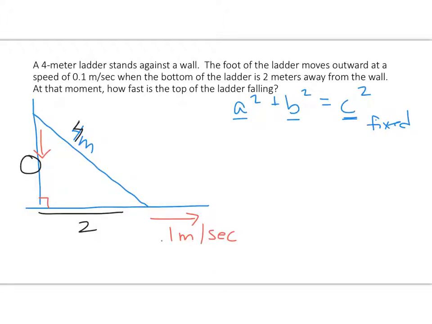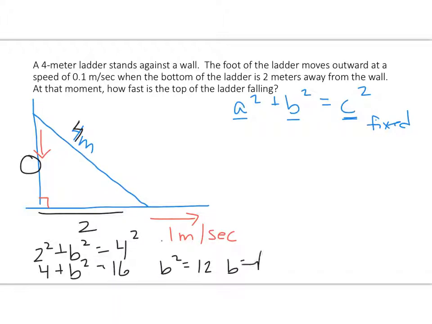So if I call that side b, I can say 2 squared plus b squared equals 4 squared. So I have 4 plus b squared equals 16. So my b squared equals 12, and I know b equals the square root of 12. And I'm going to leave that like that for now. Yes, I always simplify radicals, but I'm going to be using that in the problem. So I'm just going to let that go for a minute.